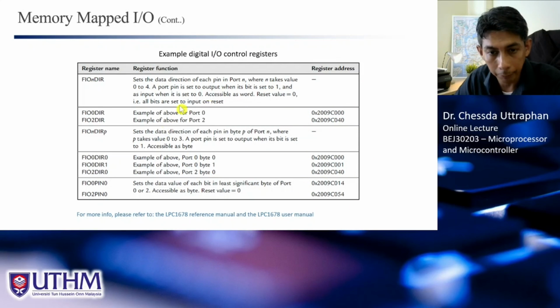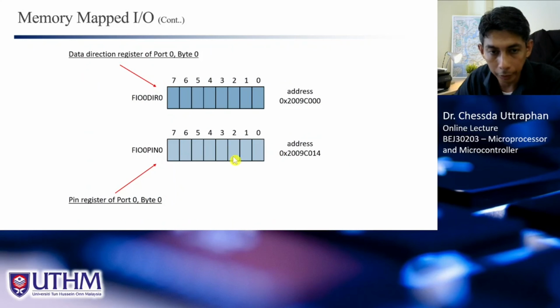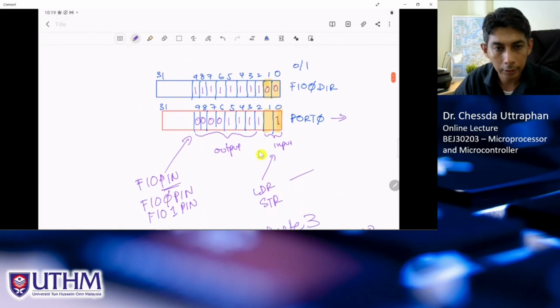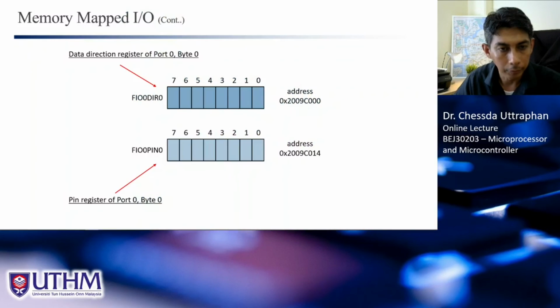And here is an example of how to access the port. FIO0DIR0 is this one. This is the same example. So if we look at this, this is FIO0, port 0, DIR0, byte 0. One byte, 8 bit, 0 to 7. And the address we know already, which is 2009 C000.